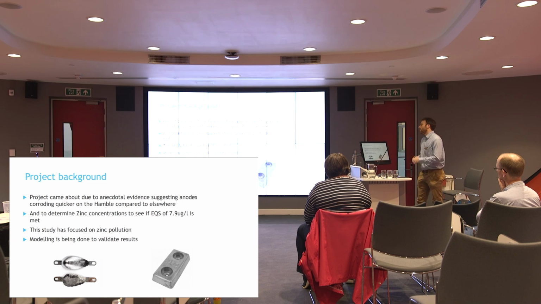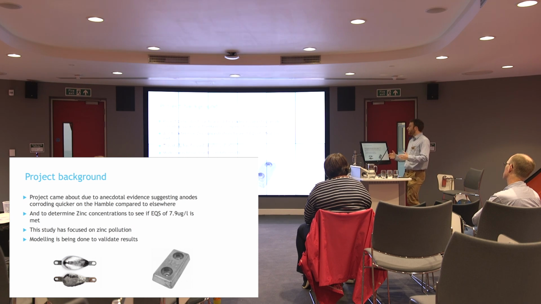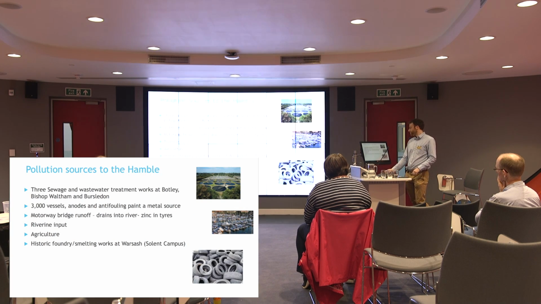Also, all metals and pollutants in estuarine and riverine environments have environmental quality standards set for them, and the one for zinc is 7.9 microgram per litre. So we want to see if anodes were causing the 7.9 microgram per litre EQS to be exceeded within the Hamble. And to try and validate these results, a number of models were used. We want to see if we could predict and validate the result we're seeing in the estuary, to determine if anodes, for example, were the major source of zinc to the estuarine environment.